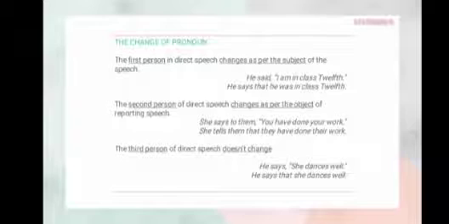The second person of direct speech changes as per the object of the reporting speech. She says to them, "You have done your work." She tells them that they have done their work. The third person of direct speech doesn't change. He says she danced well. He says that she danced well.